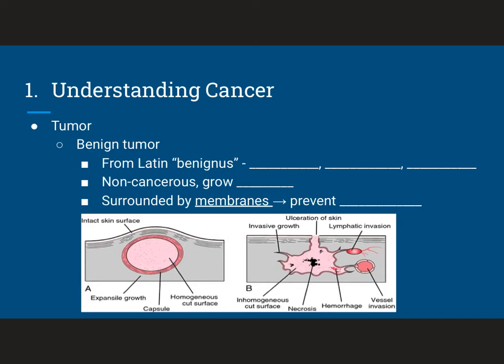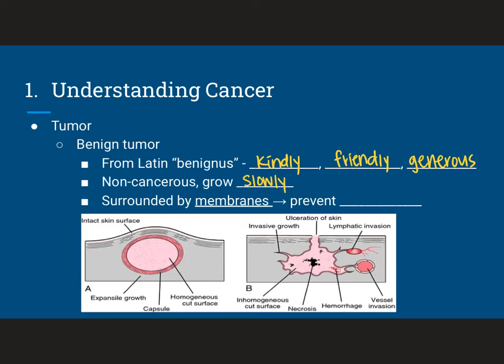It basically translates into kindly, friendly, or generous. We call benign tumor benign not because it's really, really kind, but because it's not cancerous. And also it grows slowly, or slower than the cancerous cells. The picture on the bottom describes benign tumor accurately.